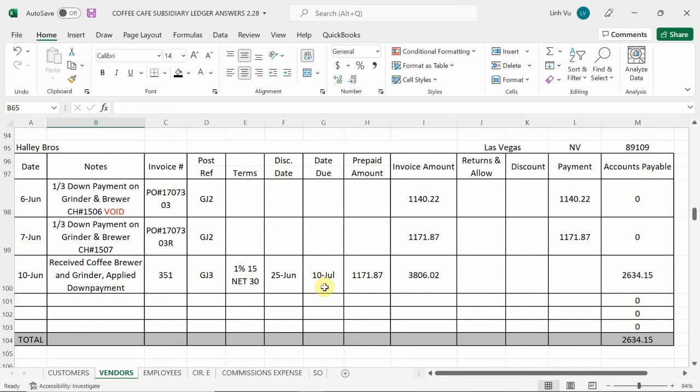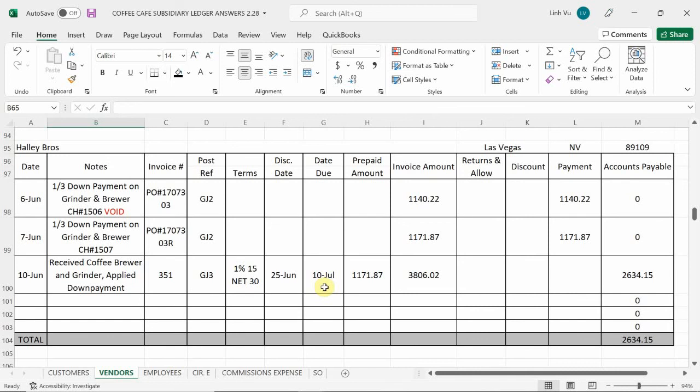We did the down payment. Oh, yeah, we already did the down payment, yes. We wait until the 10th. The 10th of July, but today is the 25th. We're paying today. We have to do the net. Well, in this case, we're paying on the 25th. What does that mean to us if we got terms? We do the 1% off.